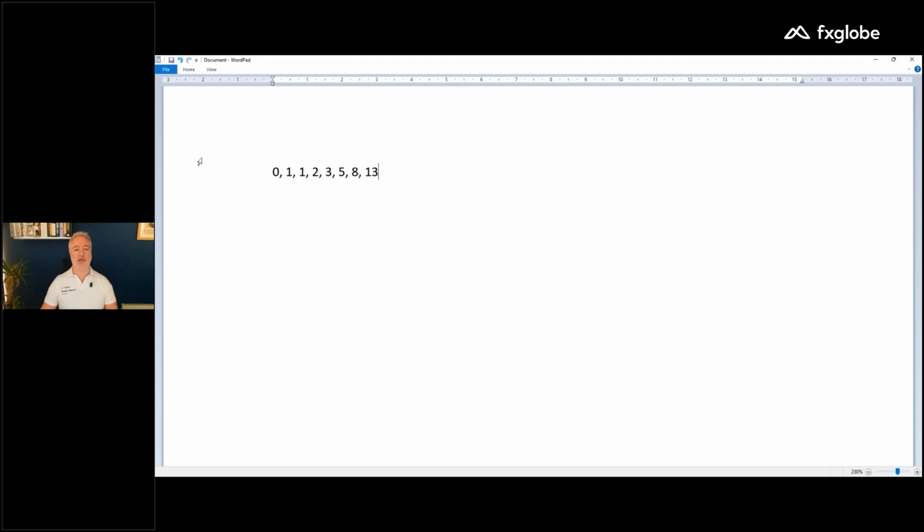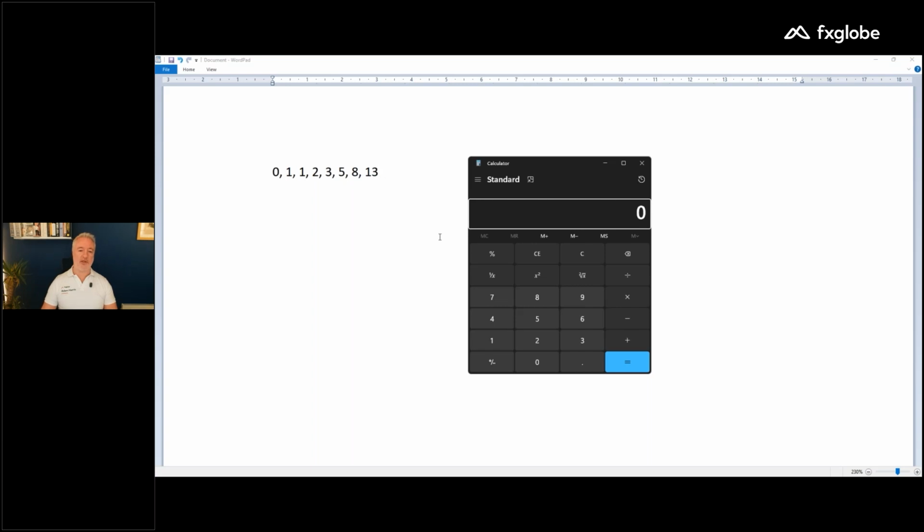And it continues up from that. Where it gets really interesting is when we start doing a little bit of math. There are proportions between these numbers.